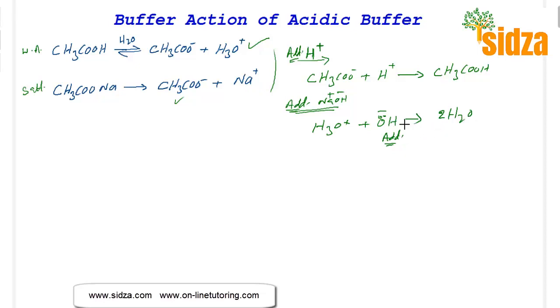That means if you add an acid or a base to this acidic buffer, this mixture of a weak acid and its salt, there will be no change in the pH because it will be consumed. Any H+ ion added will react with the acetate ions, and any hydroxide ion added will react with the H3O+ ions. So this will neutralize it. Similarly, we can write the buffer action of a basic buffer in a similar pattern.